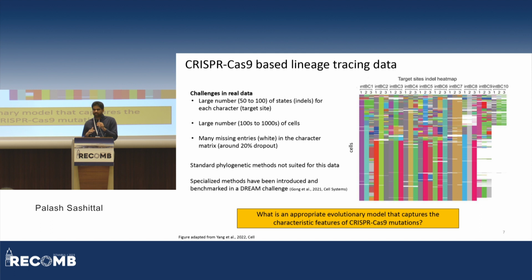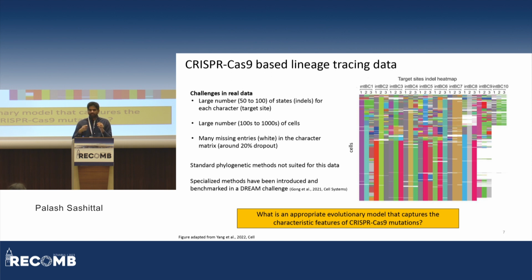So that was just a very simple example. Here is a more real example of CRISPR-Cas9-based lineage tracing data, which I pulled from a recently published study that used this technology. Here, each column is a target site, and each row is a cell. The first thing you would notice is that there's a lot of colors in one column. That shows that there's a large number of mutational states for any given character. You can have 50 to 100 states even for just one character.